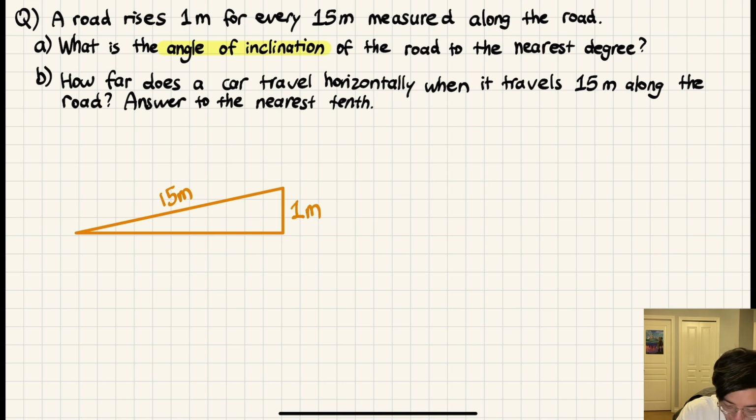So our triangle looks like this. Of course, it's a right angle here. So yeah, 15 meters travel along the road, we have 1 meter up. And now the question is asking, what is the angle of inclination? So the angle of inclination will be this angle right here.